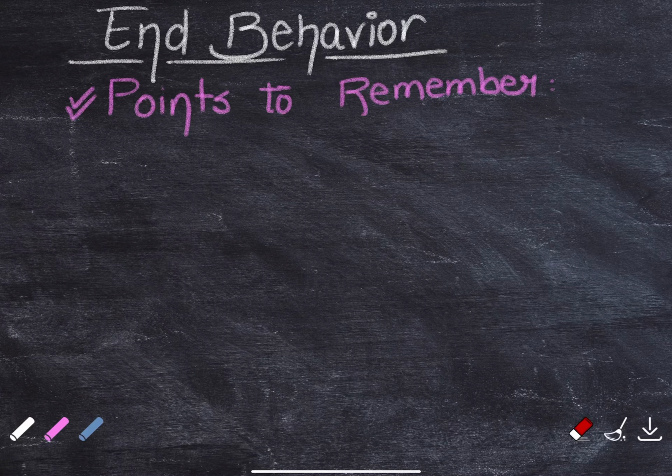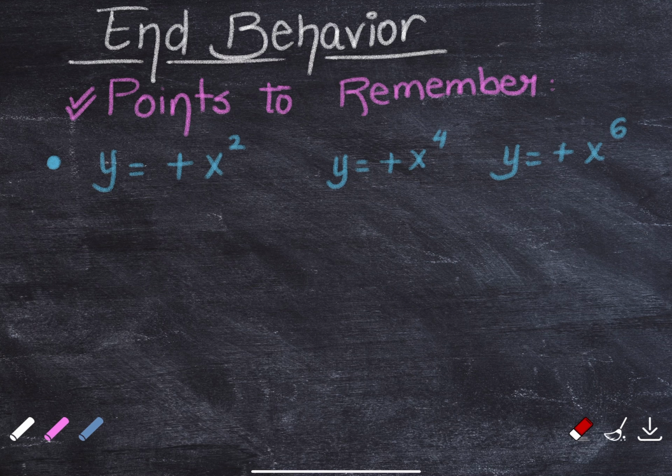We are going to take a look at important points to remember related to end behavior of some common functions that you will see. Let us say we start with the very basic first functions, which are y equals positive x squared, or y equals positive x to the power of 4, or y equals positive x to the power of 6. The common thing about all these three functions is that they all have an even power. The other common thing is that their leading coefficient is positive 1.